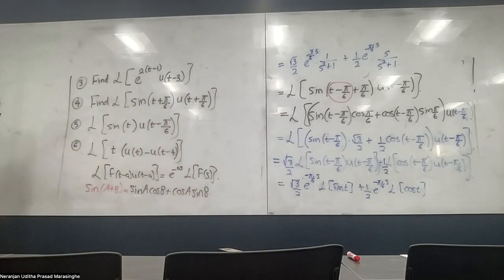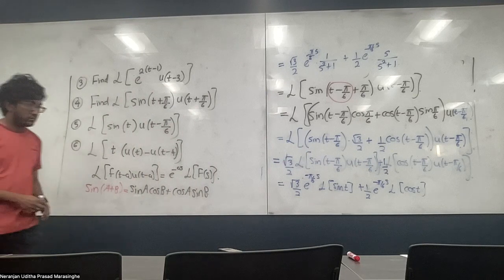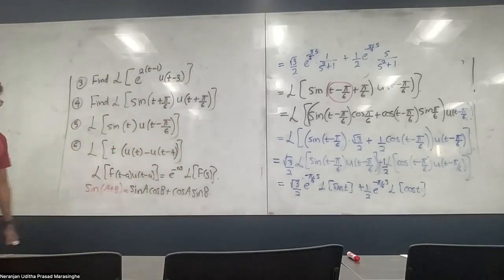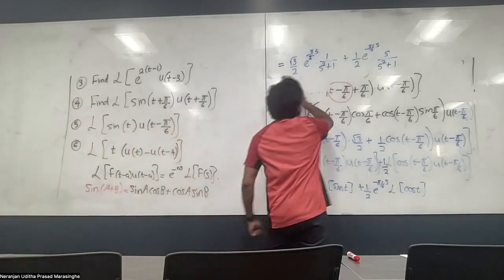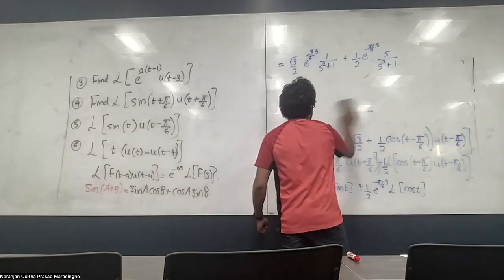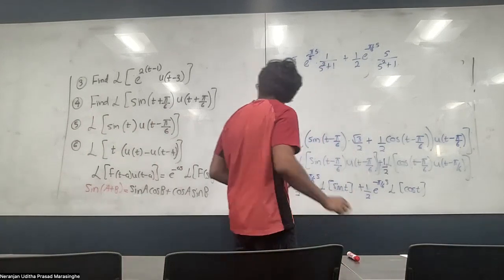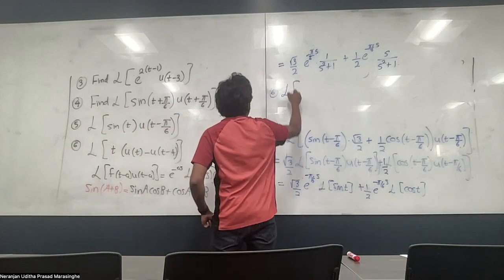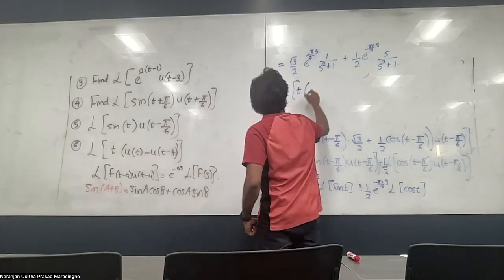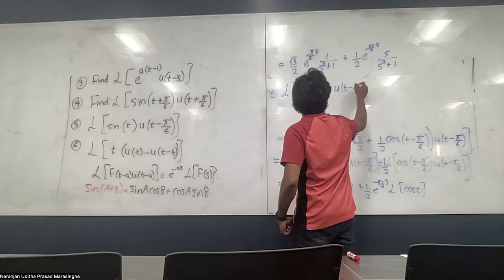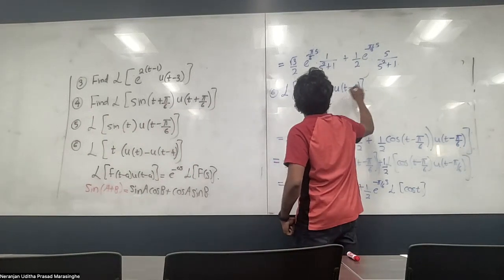Okay, let's go into the final one. Sixth problem. That would be easier than this. I need to find the Laplace transform of t times [u(t) minus u(t minus 4)].